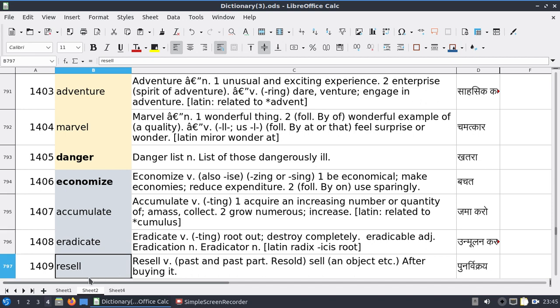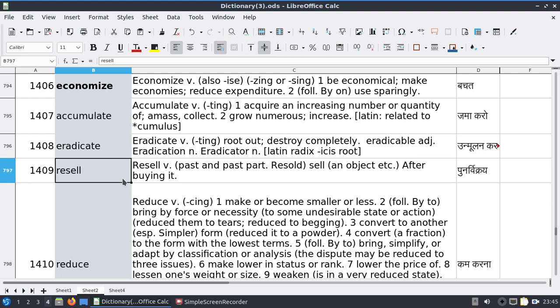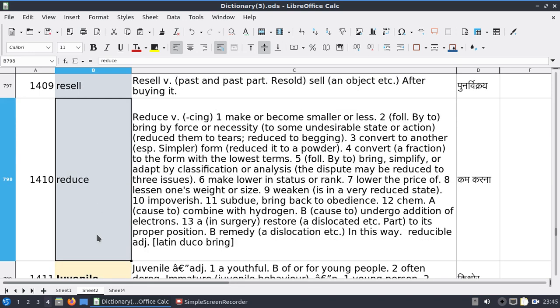Resell. Resell is selling again. Right. Selling again, generally for profits. Why would anyone want to sell for losses? It is for profits. Okay. Reduce. Reduce. To make it small. That is reduce, right?